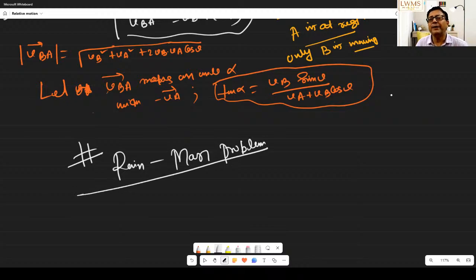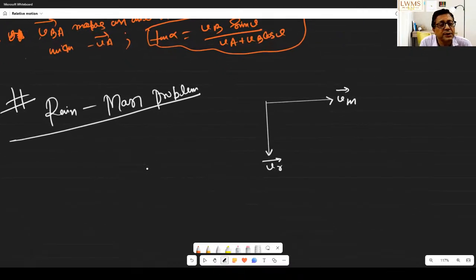So you pose the problem this manner. Drops of rain are falling vertically downward with velocity Vr. Man moving with velocity Vm horizontally. In what direction should he hold the umbrella to protect from the rain?